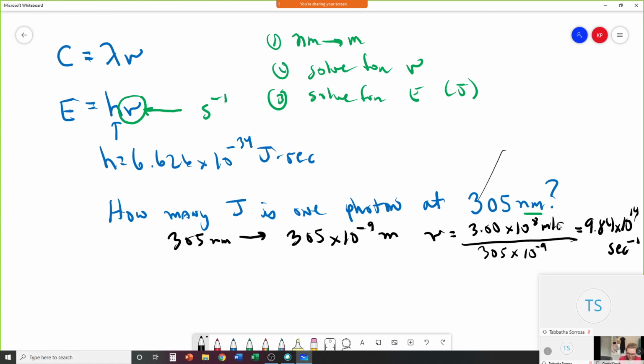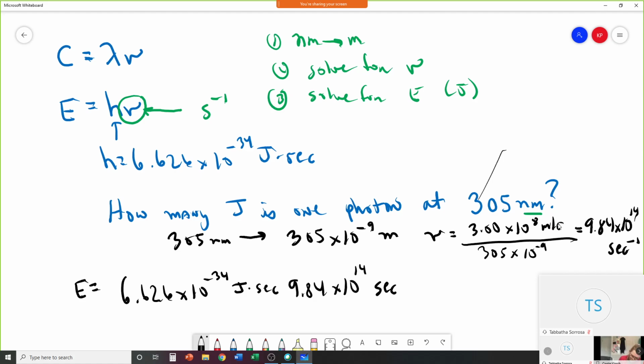Now I can find the energy. What's the energy? The energy is Planck's constant, 6.626 times 10 to the minus 34 joule seconds, times 9.84 times 10 to the 14th, and that's seconds to the minus 1. And look, seconds cancel. Now I'm left with the energy, which is a very small quantity.